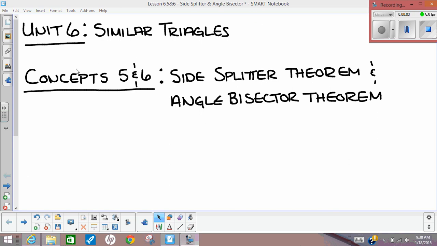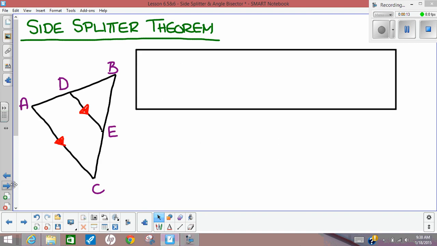Hey y'all, we're here to talk about the last two concepts in Unit 6. Two theorems, the side splitter theorem and the angle bisector theorem. First is the side splitter theorem.